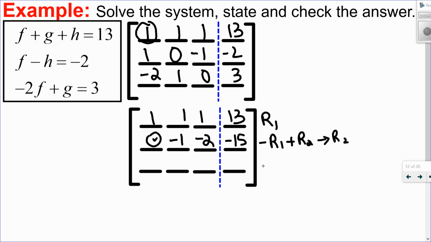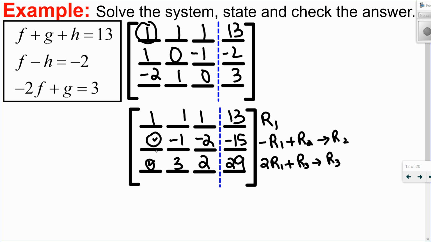For the next one, I'm going to do 2 times row 1 and add it onto row 3. My result stays in row 3. So 2 times 1 is 2 plus negative 2 is 0. 2 times 1 is 2 plus 1 is 3. 2 times 1 is 2 plus 0 is 2. 2 times 13 is 26 plus 3 is 29. And now I have a 0 here.